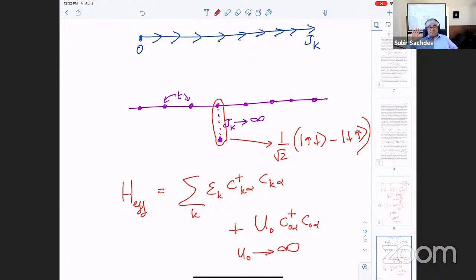The impurity spin is totally screened. It forms a singlet in the limit of JK goes to infinity. And the remaining electrons basically see a hard sphere at the origin. So basically they can't hop on that site. They have to go around.